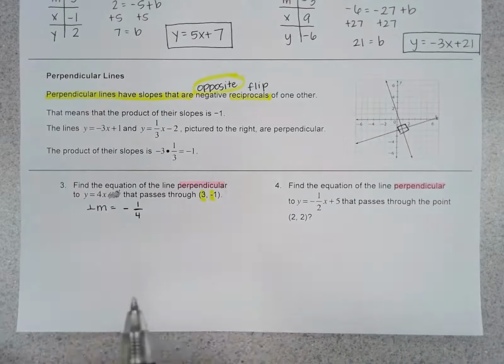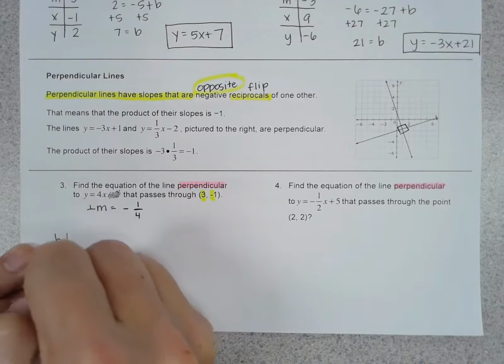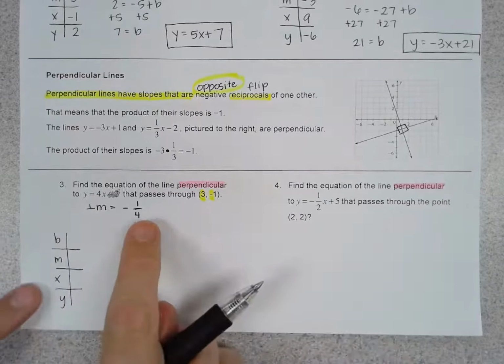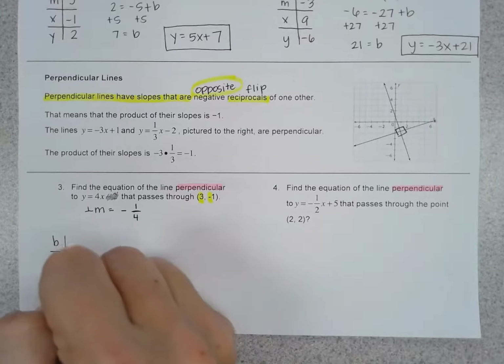So this is the number that I'm going to use when I plug it into my BMXY chart to find the equation of the line that's perpendicular to that line. So you do want to remember when you're practicing this that when it's perpendicular, there's just a little something extra that you need to do. I'm going to use 3 for my x.